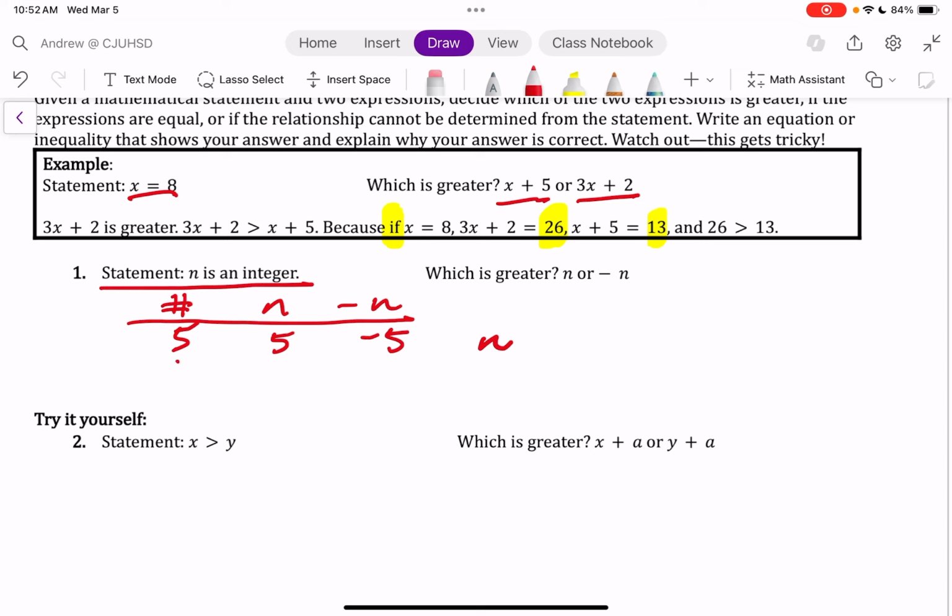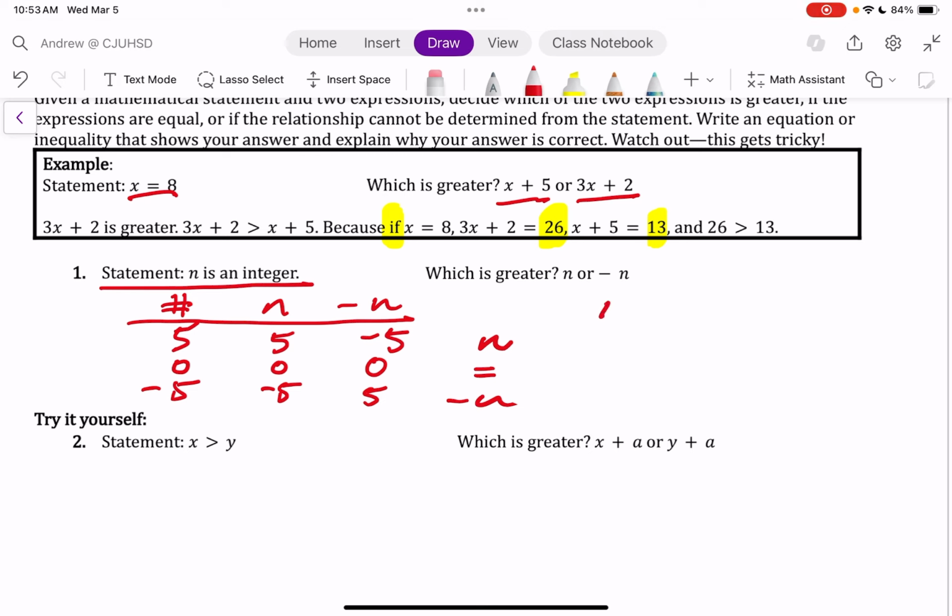How about 0? N is 0. There is no negative 0, so that's just 0. That's equal. And then negative number. Say you did negative 5. Negative 5. And then this would be negative 5 or positive 5. Well, here, negative n is the greater one.